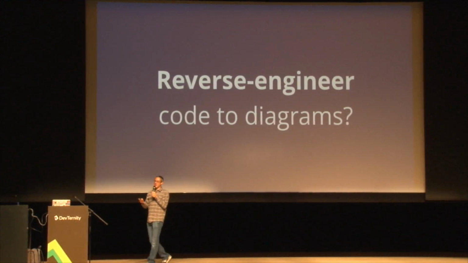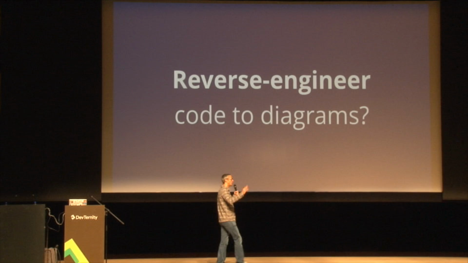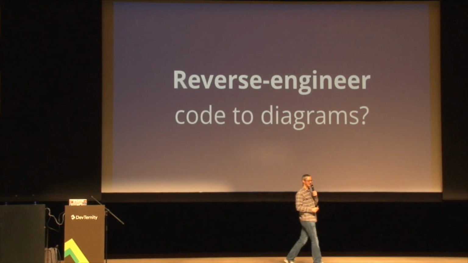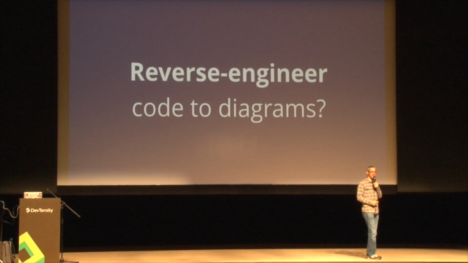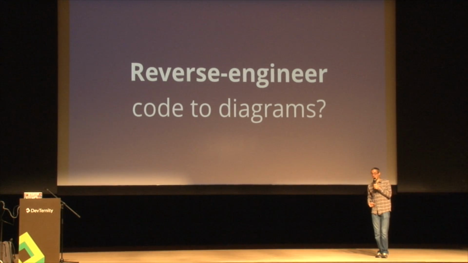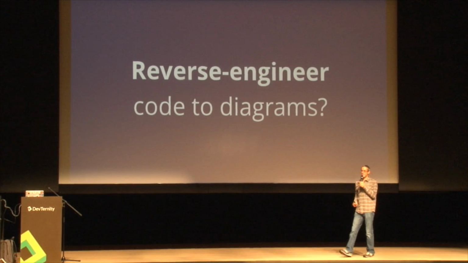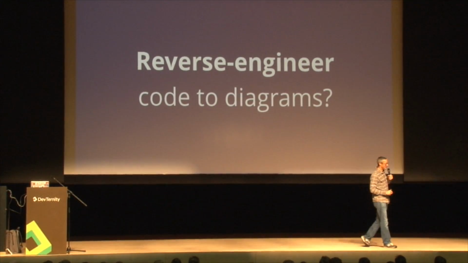Now, the one thing we do have to our advantage is that we have code, and we can reverse engineer code into diagrams. Who has tried this? What happens? Bad things. Do you normally get messy diagrams? Is this because your code is a mess? No. No, no, no.